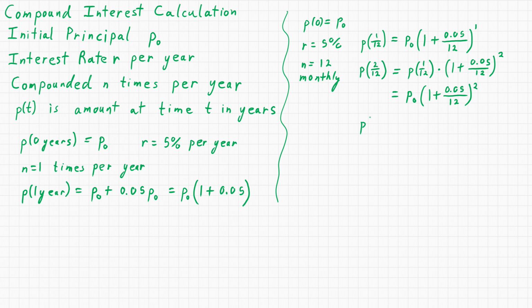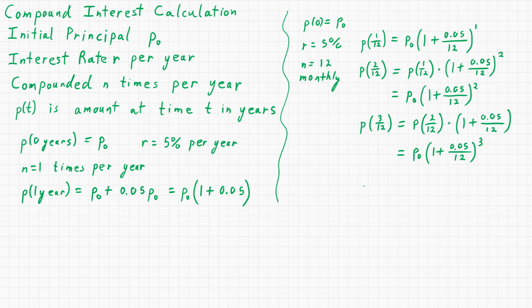If I do P of 3 over 12, right, that's going to be P of 2 over 12, what I started with at the beginning of the third month, and then times again the amount of interest I'm going to get on that new amount that got compounded every month. So 1 plus 0.05 over 12. So then that's going to equal, this has P naught in it again. Then it has the square of this, and I multiply it again. So it ends up being 1 plus 0.05 over 12, and then cubed.